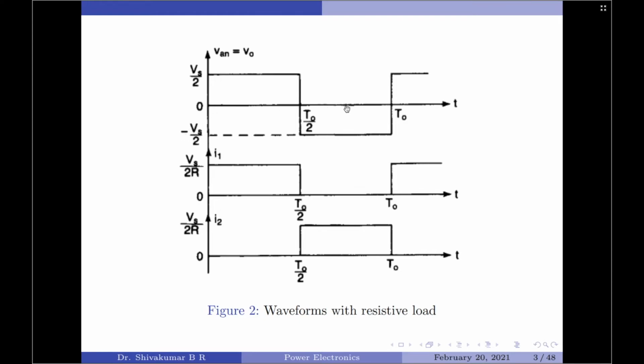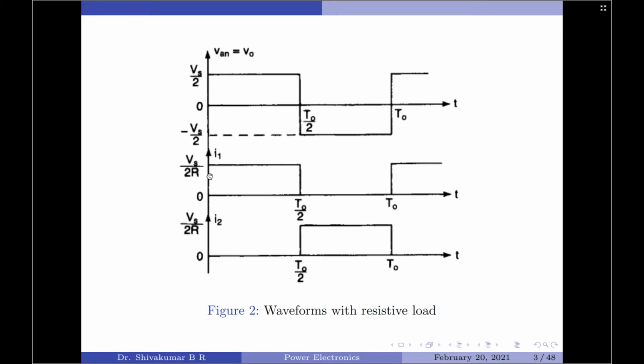So, for one full cycle, that is between 0 to T0, we have the output voltage varying between plus Vs by 2 to minus Vs by 2. And since this process is going to be repeated for a long time, we can say a frequency is now associated with the output voltage, and that's why we say it is AC.